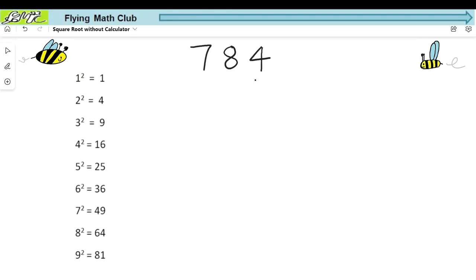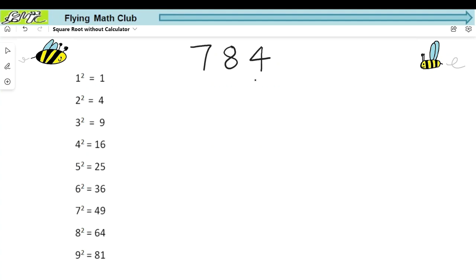Today, I'm going to share how to square root 3-digit, 4-digit, 5-digit, 6-digit numbers without a calculator. In this method, we will use the squared values of 1, 2, 3, 4, 5, 6, 7, 8, 9 as reference. I put them on the left side. Let's start with 3 digits.